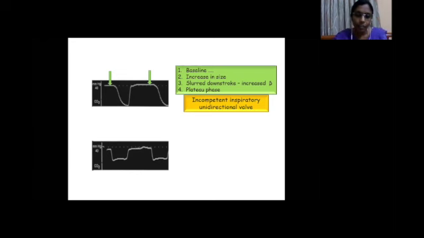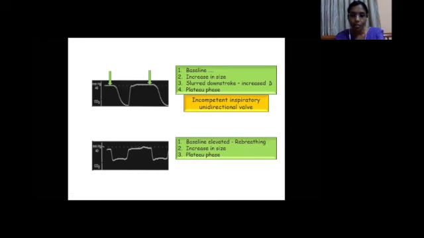In the capnogram we see now, the baseline has not touched zero. The upstroke is rapid. The plateau phase appears slightly prolonged. The inspiratory phase is okay. This capnogram is typical of a rebreathing pattern, and it is typical of an incompetent expiratory unidirectional valve. The incompetent expiratory unidirectional valve has resulted in rebreathing of expired gases, which are rich in carbon dioxide.